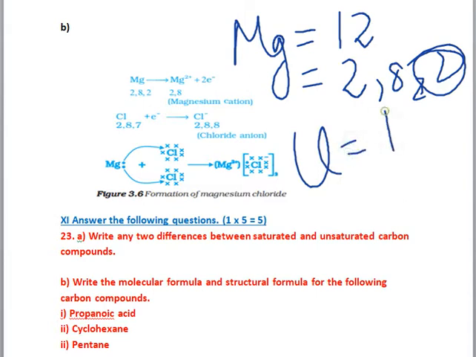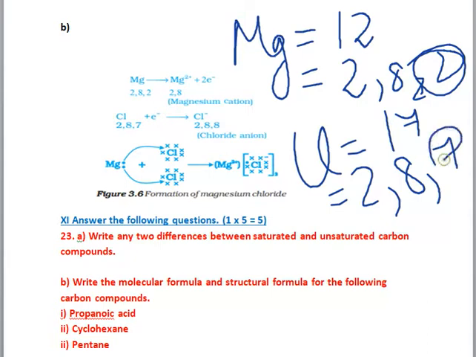For chlorine, the atomic number is 17. Electronic configuration 2, 8, 7. 7 electrons in the last shell. So we will show 7 electrons in chlorine. See, magnesium will lose 2 electrons and form the Mg2+ ion. Magnesium, which has electronic configuration 2, 8, 2, will lose its 2 electrons present in the last shell to form the Mg2+ ion, the electropositive magnesium cation. And chlorine, having 7 electrons in the last shell, will gain 1 electron to become stable. So it will accept 1 electron to form the Cl- ion, the chlorine anion.